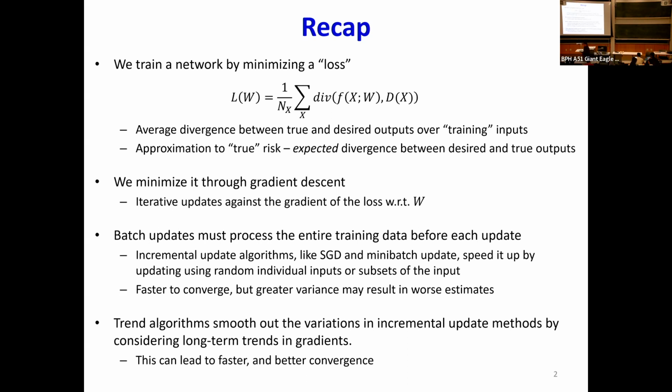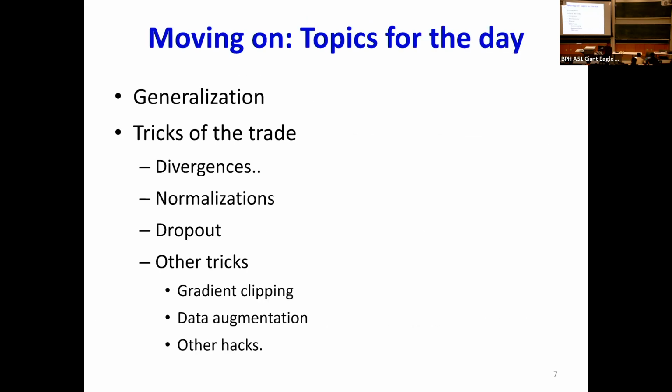So incremental update algorithms like SGD or mini batch speed it up by using random individual inputs or subsets of inputs for updates. And these are faster to converge, but they also have greater variance. And so there's a trade-off. Then we also saw the trend algorithms, which are the momentum and momentum-based methods and the second order derivative-based methods, smooth out variations in the incremental update methods by considering long-term trends in the gradients, which can lead to faster and better convergence. So more topics for the day.